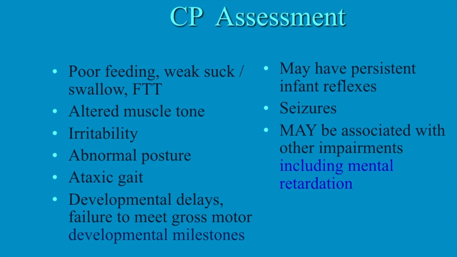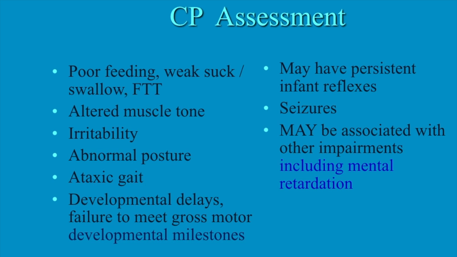I have a slide coming up where you can see what I'm talking about as far as some of the abnormal postures. That doesn't begin immediately. This is going to develop over time. Once this child is walking, what is their gait like? Are they broad-based, which is that ataxic gait? Do they have developmental delays? Are they meeting the gross motor developmental milestones the way they're supposed to?